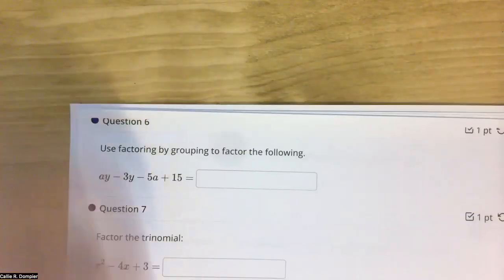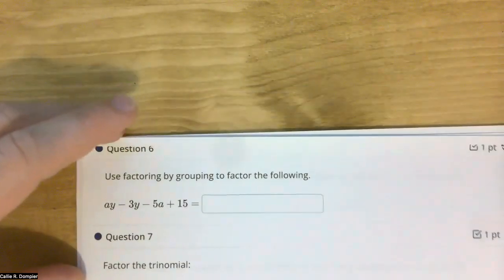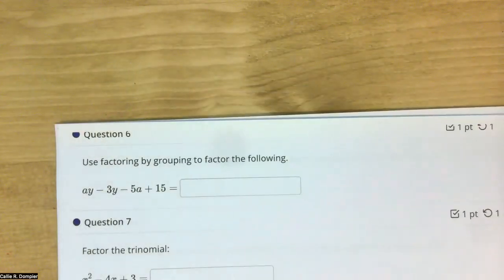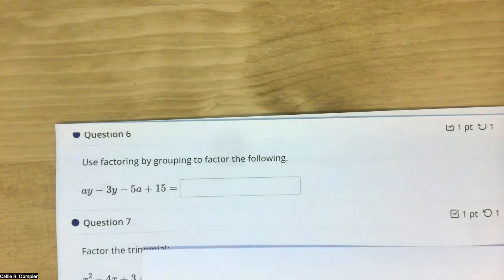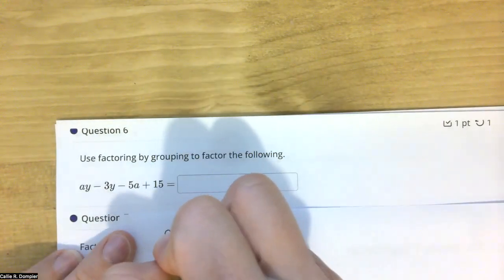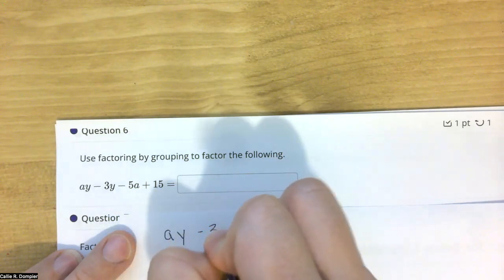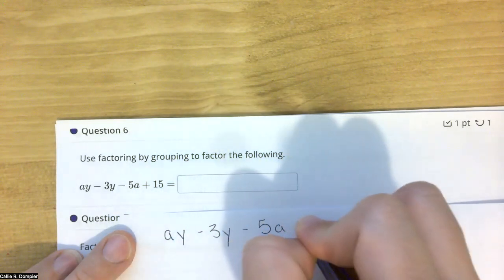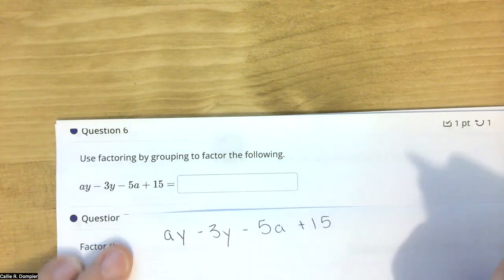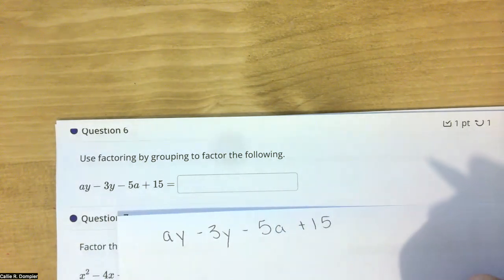Question 6. Use factoring by grouping to factor the following. Factoring by grouping can take a lot of steps, a lot of space, I should say, not time, but space. ay minus 3y minus 5a plus 15. When and why do we factor by grouping? We factor by grouping when we cannot find any common factors. So question 4 and question 5 were about common factors. If there are no common factors, you factor by grouping, okay?